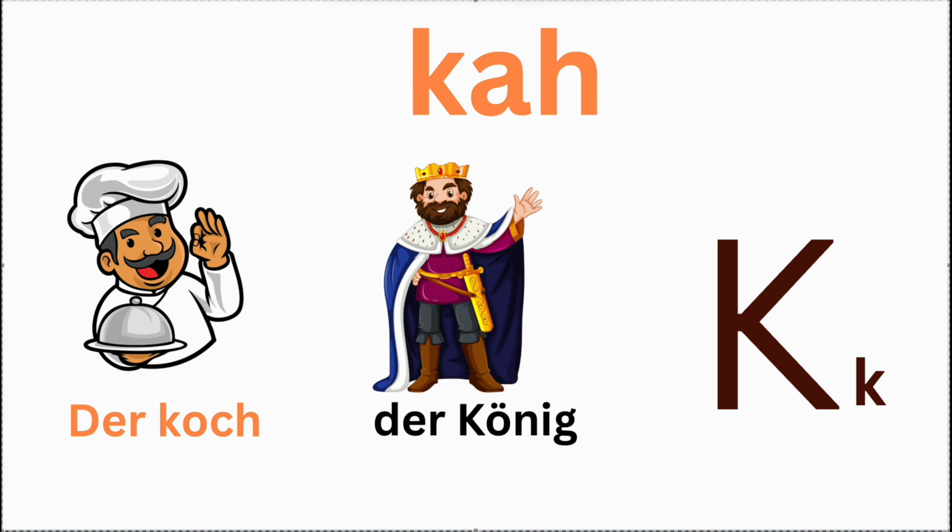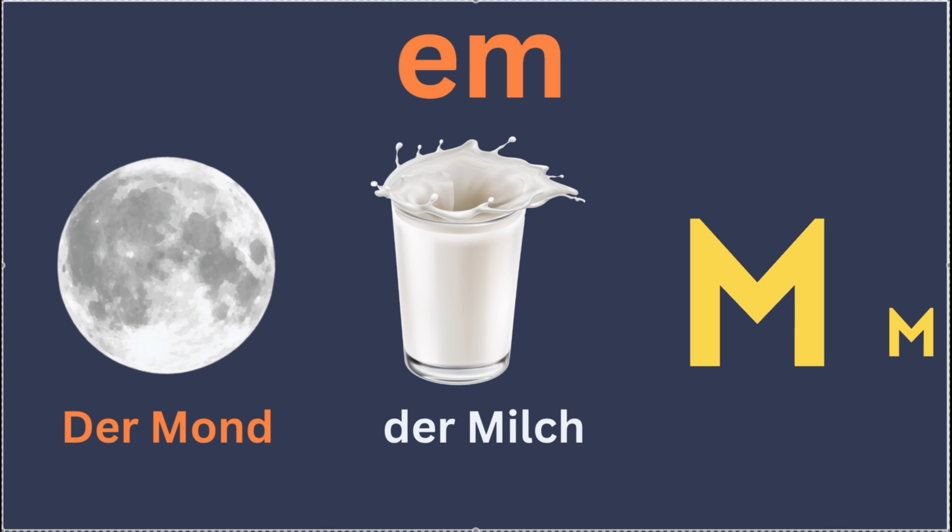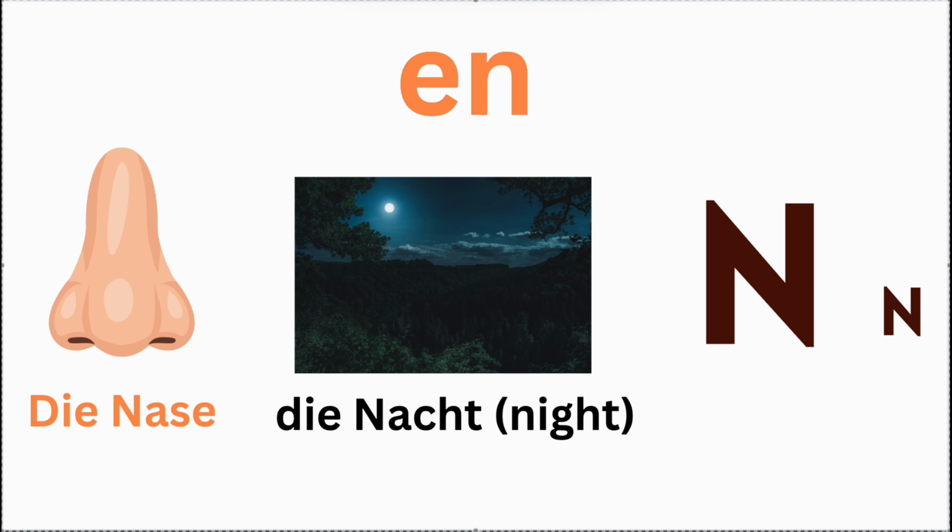K. Der Koch means cook. Der König means king. L. The examples, die Lampe, das Licht. M. The examples would be der Mond means moon. Die Milch, which means milk. N. Examples, die Nase, die Nacht. Die Nase means nose. Die Nacht, which means night.